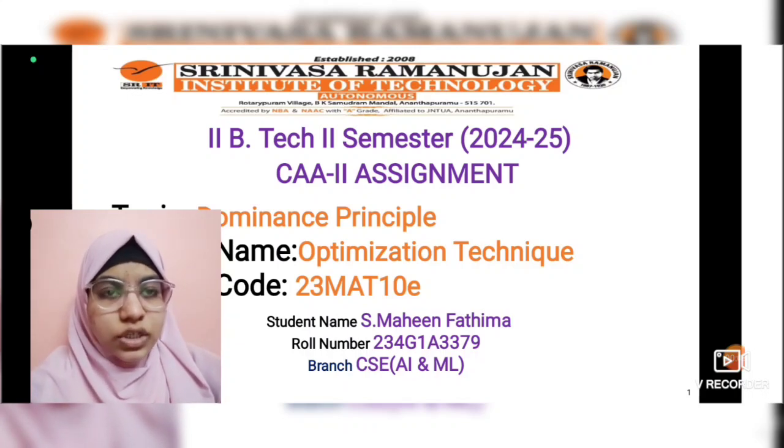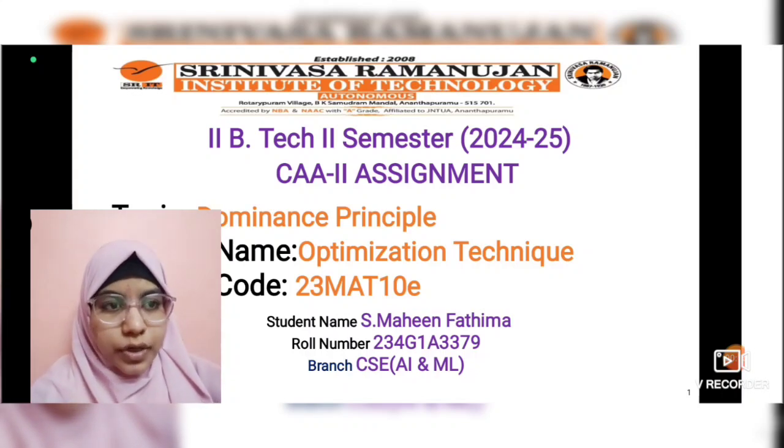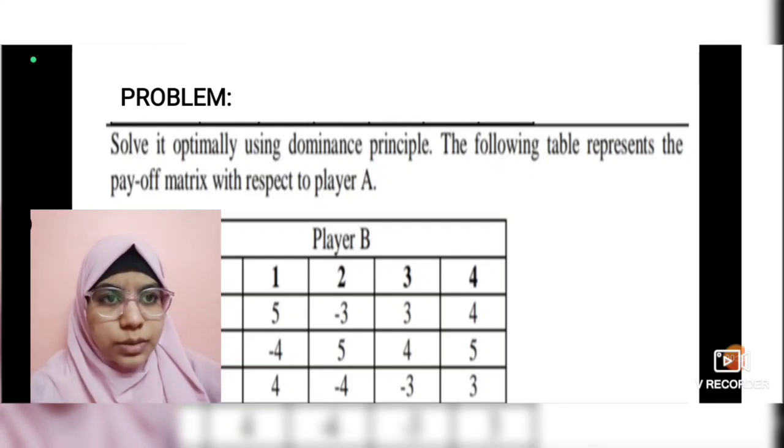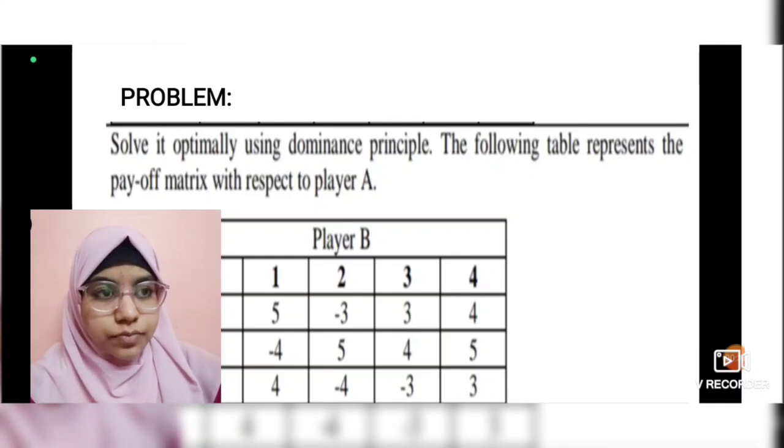My optimization assignment topic is dominance principle. So let's go into the topic. I have this problem. We should solve it optimally using dominance principle. The following table represents a payoff matrix with respect to player A. They have given one payoff matrix and we have to solve this using dominance principle.